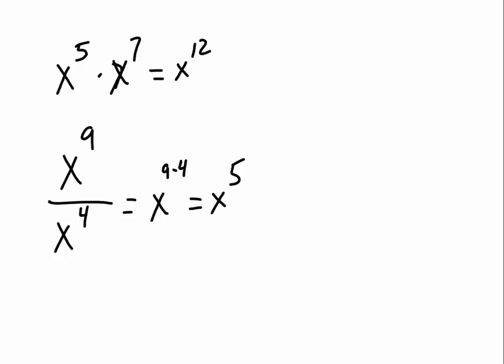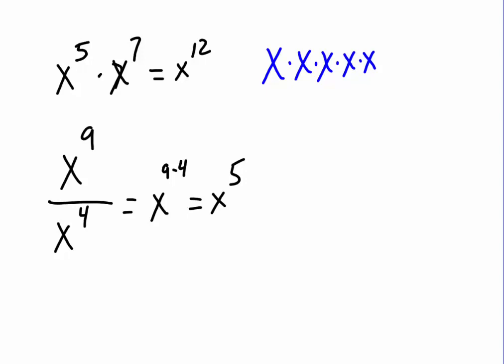Now, some people say, well, I don't quite understand these rules and how they happen. So I'm going to very quickly show you what this really means in terms of exponents. Let's take a look at that multiplication problem up top first. X to the fifth means x times x times x times x times x. There's 5 x's being multiplied together. And no, this is not 5x. That would be 5 times x. This is x times x times x times x times x.